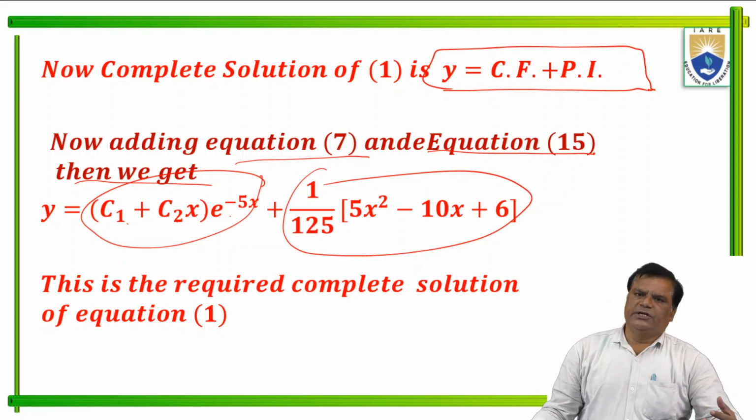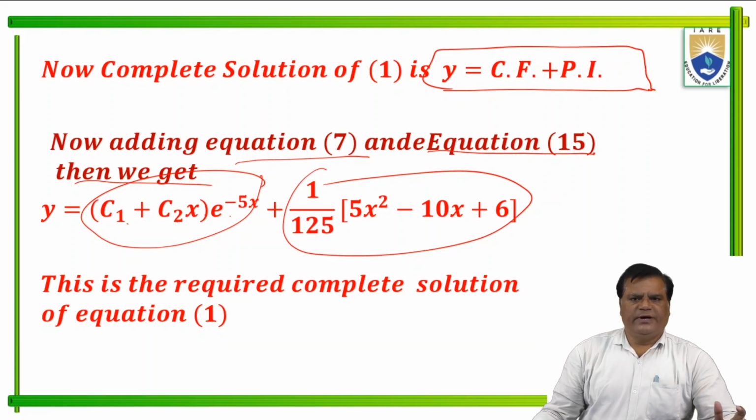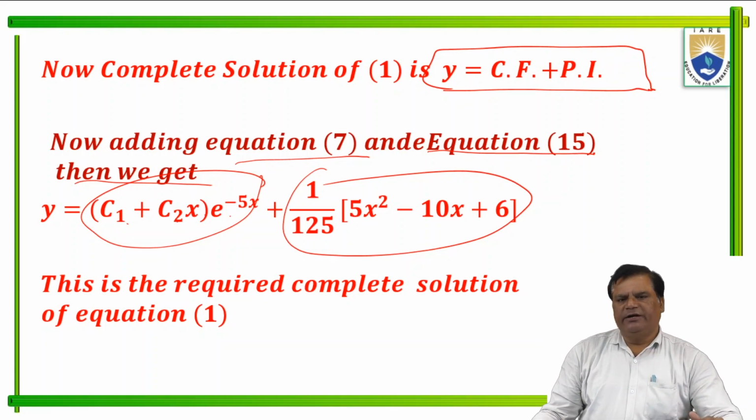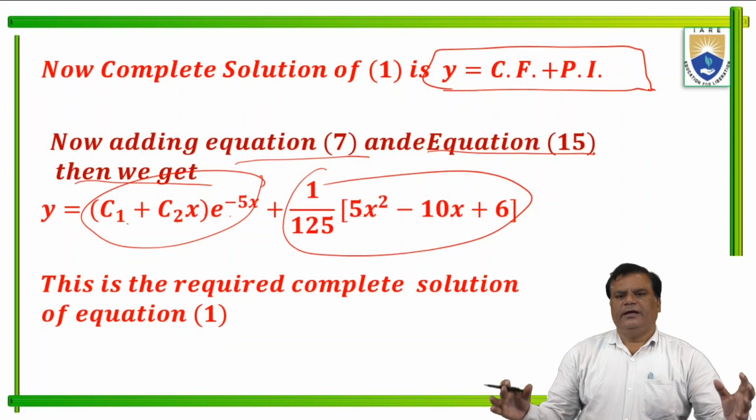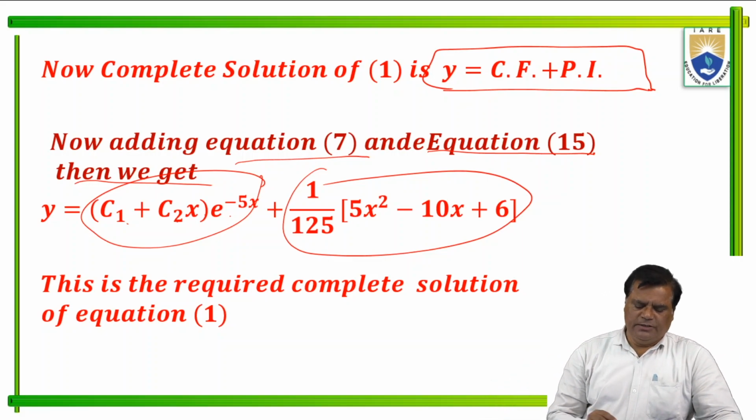But in our question, Q is x square. Q is an algebraic function. It may be x square, x cube, any type of Q is given in this case. Then we can solve by the same method. We apply the same procedure in our question. First we find the complementary function. Second we find the particular integral. And then we add both solutions: y equals CF plus PI. So this is the required complete solution of equation 1.